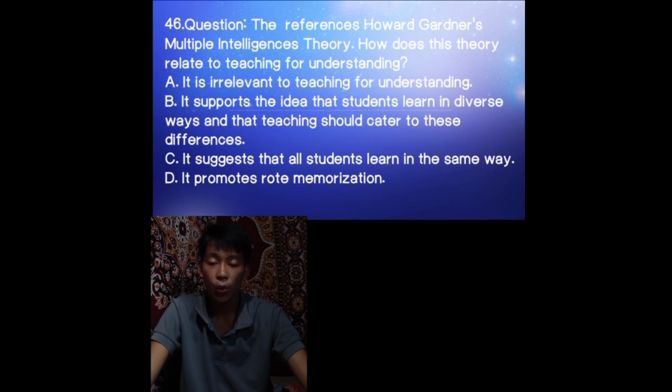Number 46 question. The difference Howard Gardner's multiple intelligence theory. How does this theory relate to teaching for understanding? A. It is relevant to teaching for understanding. Letter B. It supports the idea that students learn in diverse ways and that teaching should cater to these differences. Letter C. It suggests that all students learn in the same way. Letter D. It promotes rote memorization.